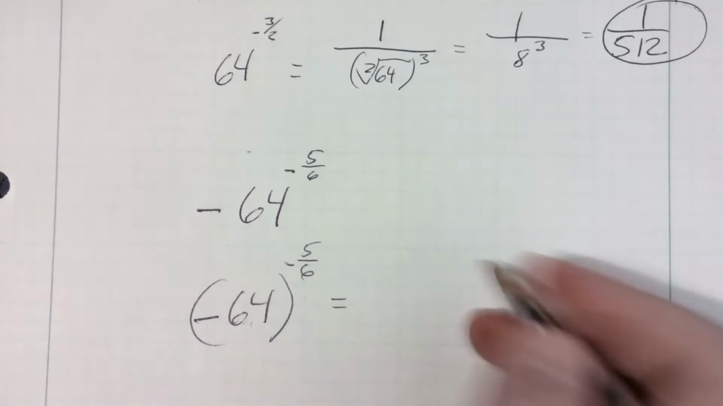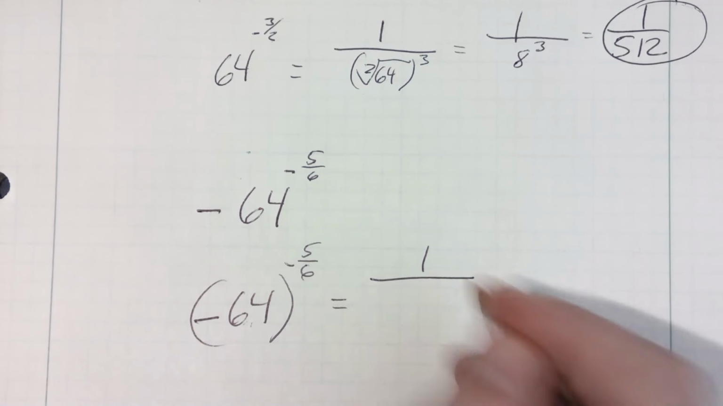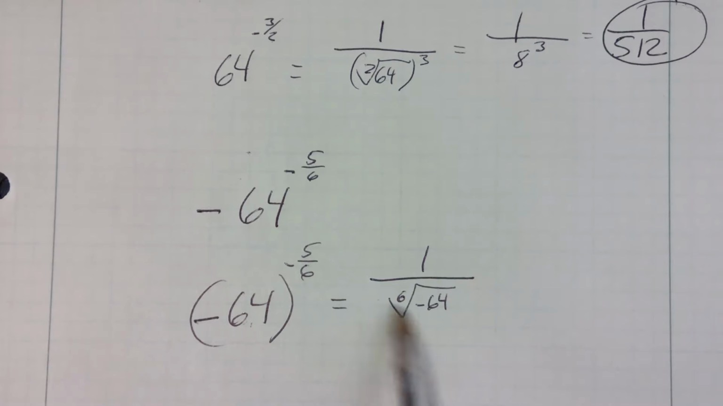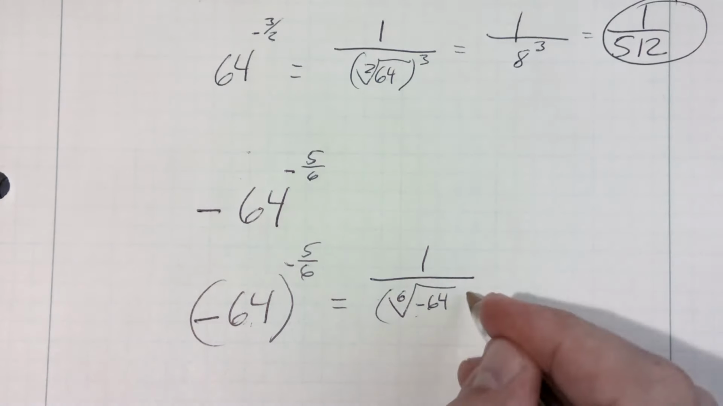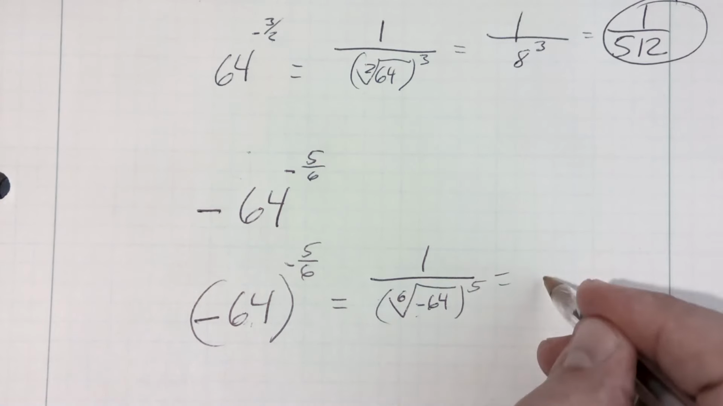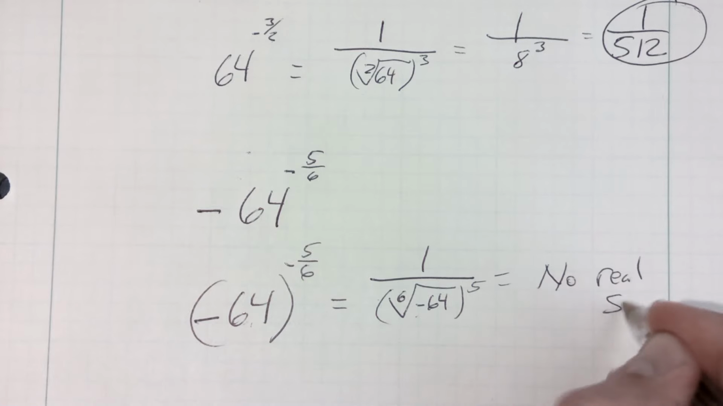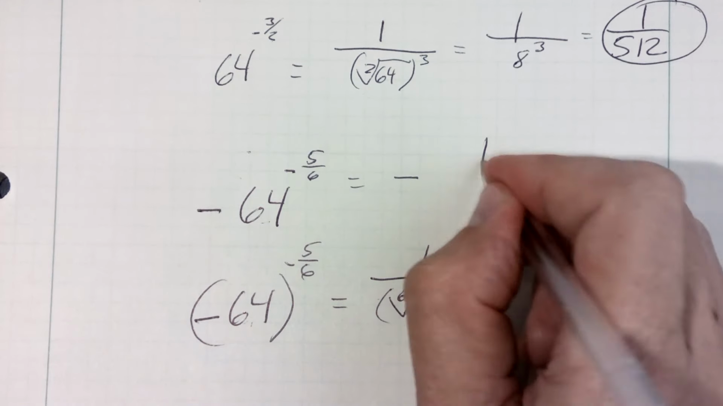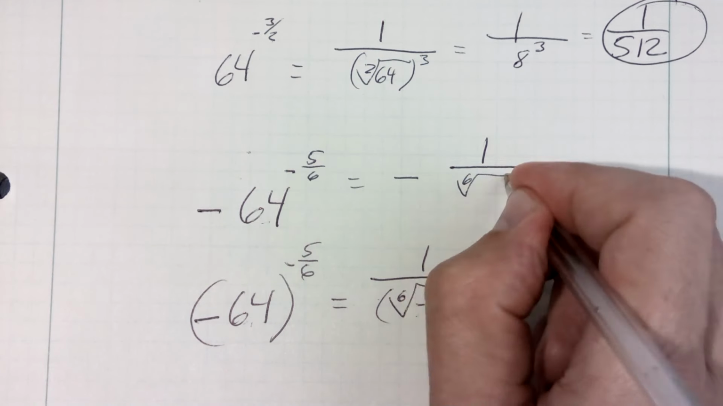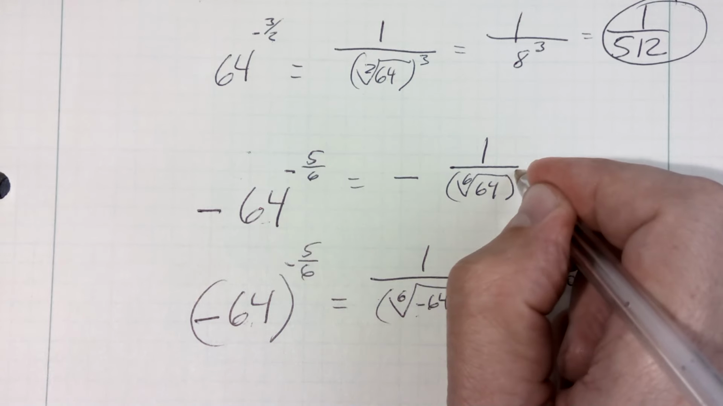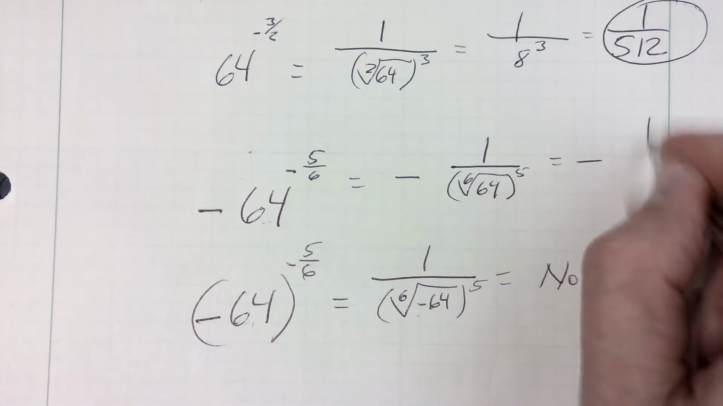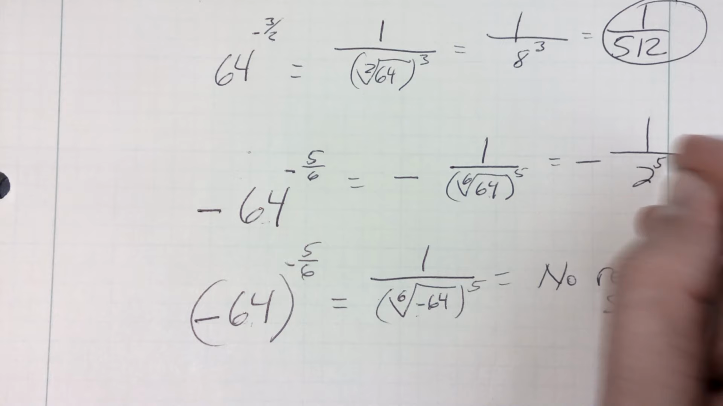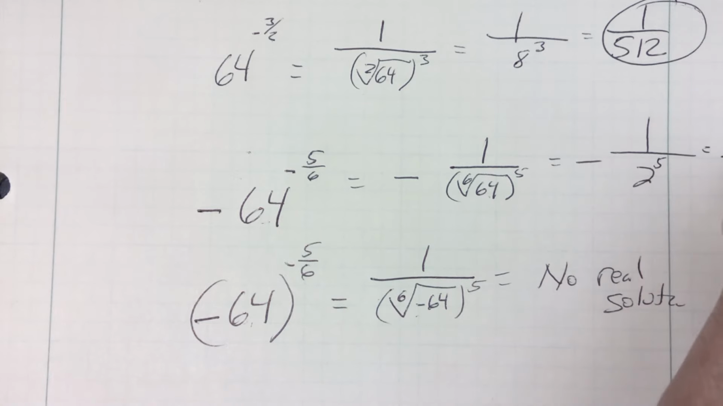If you tried to do it, you're going to do 1 over the 6th root of negative 64, but there is no 6th root of a negative number. Then we're going to raise that to the 5th power. So this is no real solution. But this one's all right, because we can actually leave the negative in front, do 1 over the 6th root of positive 64, and then raise that to the 5th power. Well, the 6th root of 64 is 2. 2 raised to the 5th power would be 32.